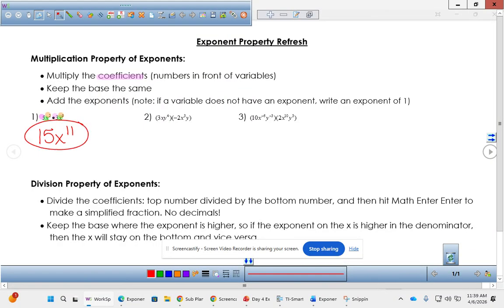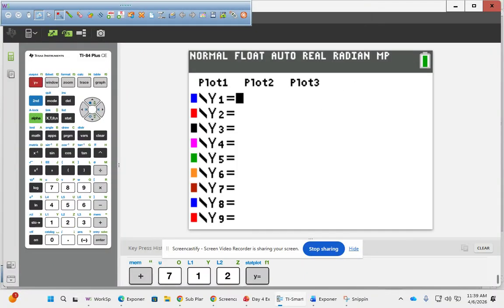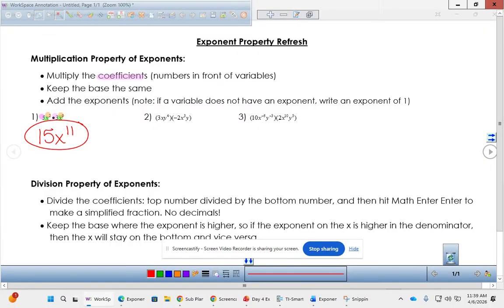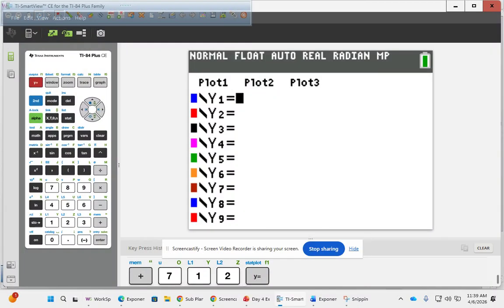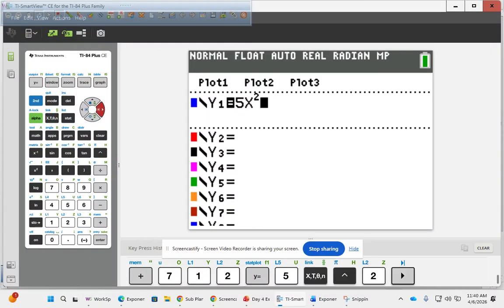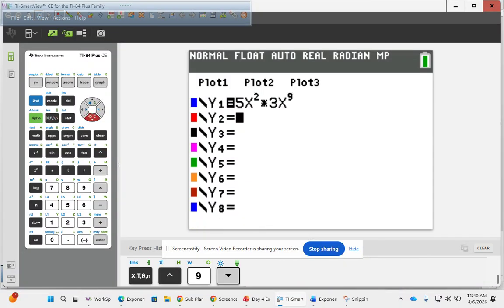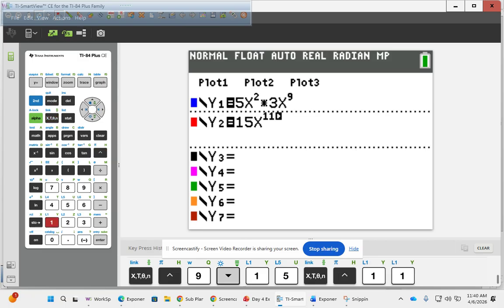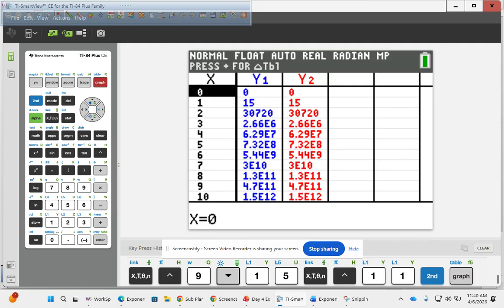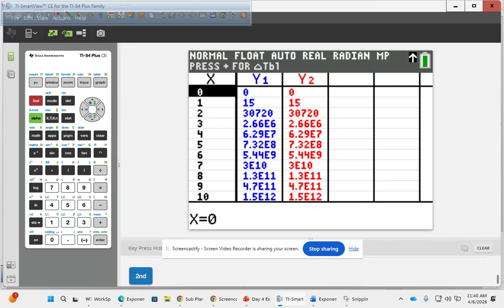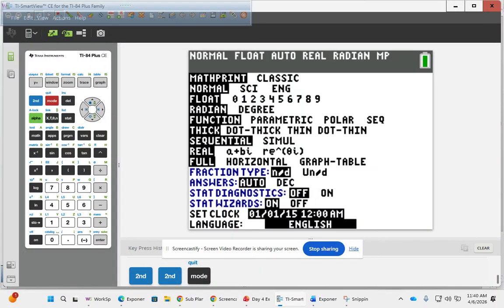You can check your answers to these. Because there's a variable involved, it would have to be in the y equals screen. So I could do 5x to the power of 2. Then I'm going to arrow out, and then times 3x to the power of 9. And then in y2, 15x to the power of 11. And then I can just make sure that my tables match completely. So you don't have to do that, but it is a resource to check your answers.